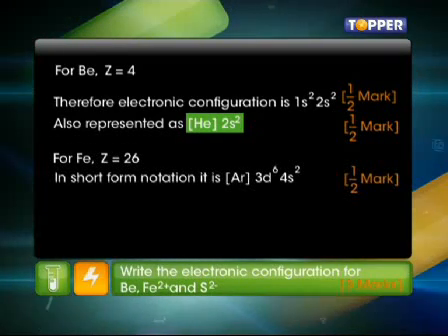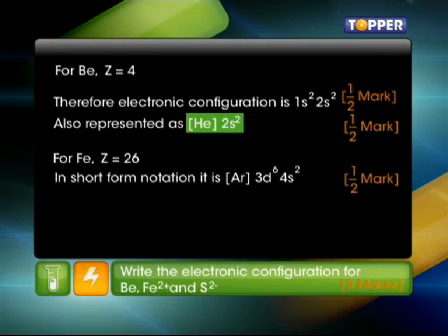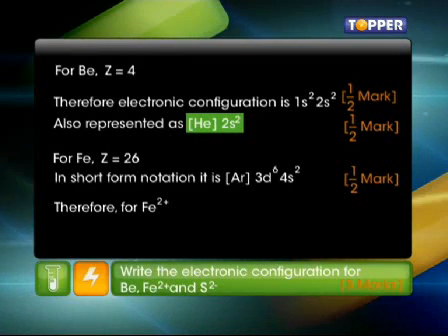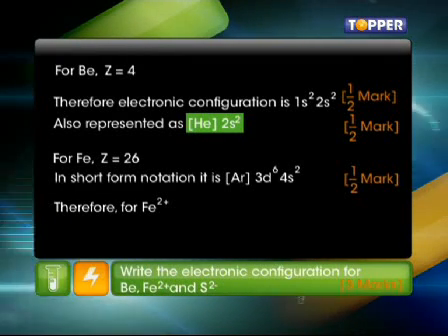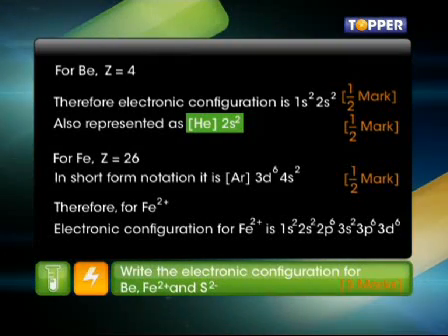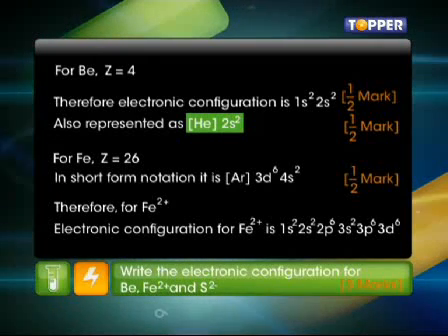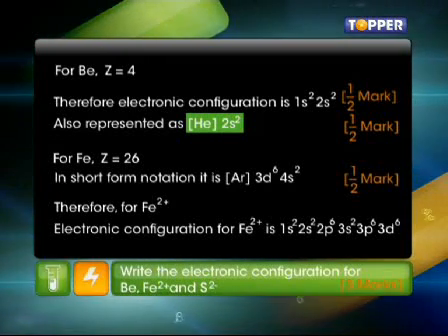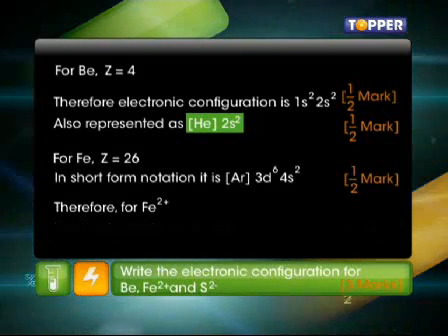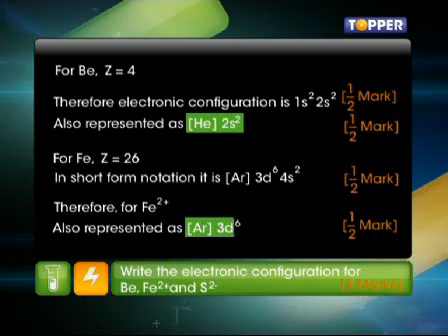Similarly for iron, the atomic number Z is 26. Now you must remember that we need the configuration for an iron ion, which has lost 2 electrons from its outermost shell. So, the electronic configuration of Fe2+ is 1s2, 2s2, 2p6, 3s2, 3p6, 3d6. In short form, it is [Ar] 3d6.